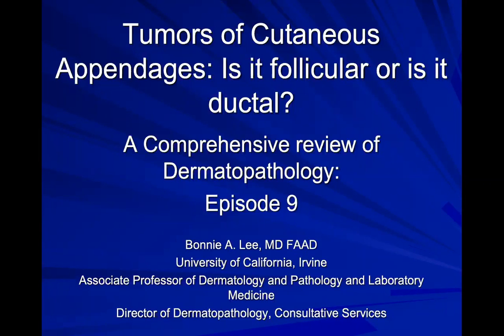Today, we're going to cover tumors of cutaneous appendages. So the appendages are really our ducts and our hair follicles in our skin. The most important thing you need to decide when you see one of these tumors is, am I seeing something that makes ductal structures and fluid, or am I seeing something that makes follicular structures or keratin?